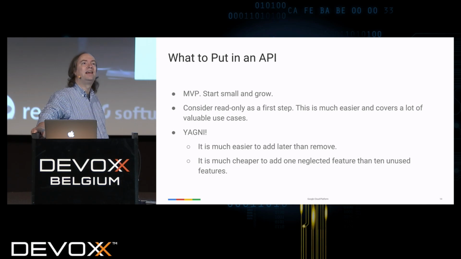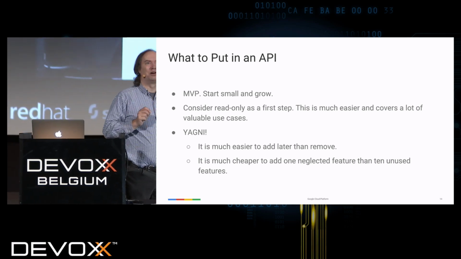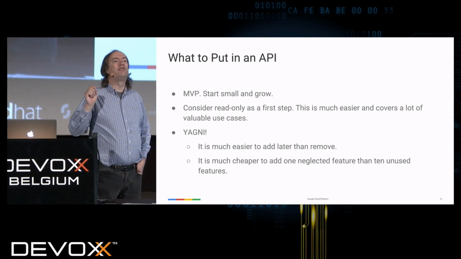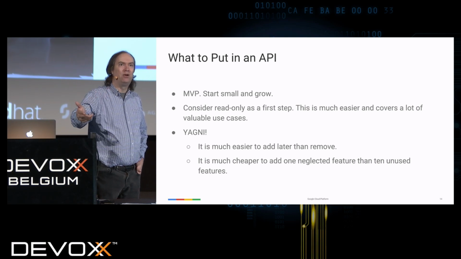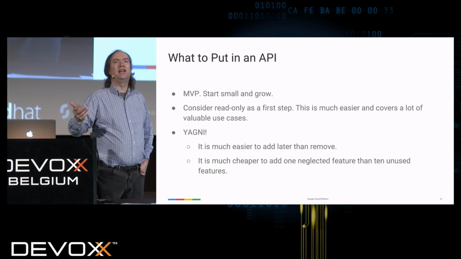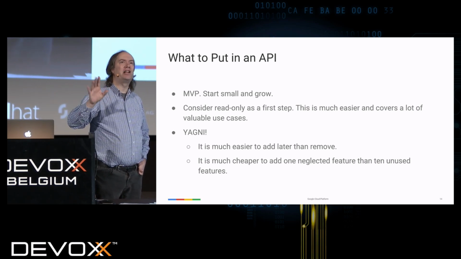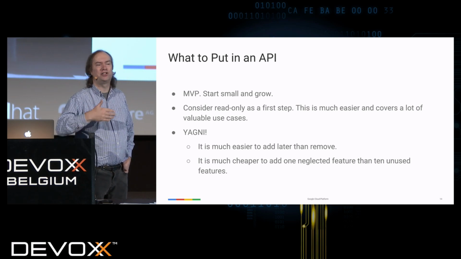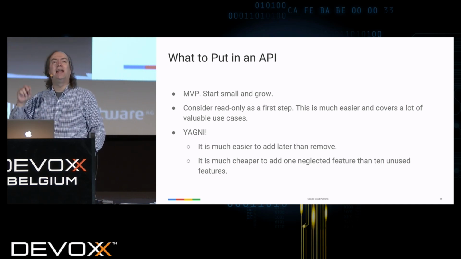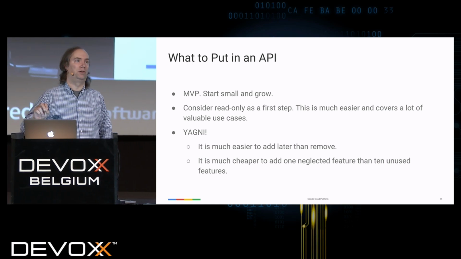Third point, YAGNI. Who knows what YAGNI means? I see a lot of hands going up. You ain't gonna need it. This is another reason to start small and grow. If you aren't sure if you're gonna need a particular piece of data in your API, don't put it there. If you aren't sure you're going to need pagination, well, maybe you need pagination, but if you don't know you need pagination, don't add it yet. It is always easier to add things to your API later than to remove them.